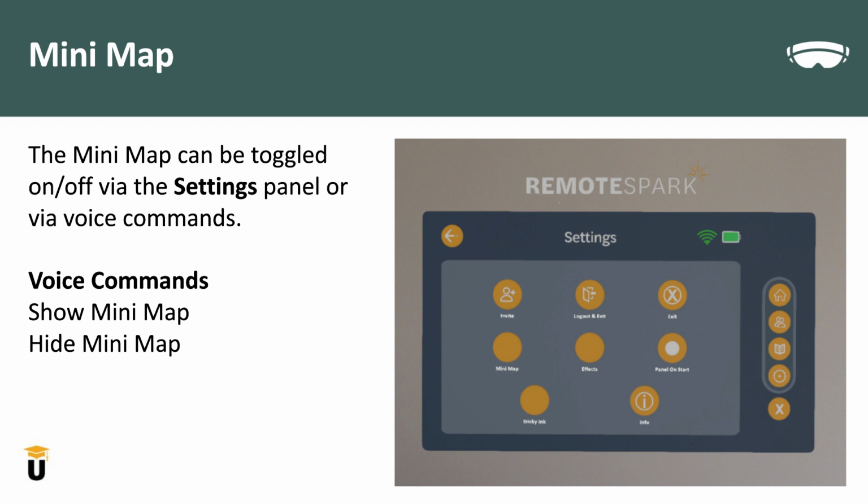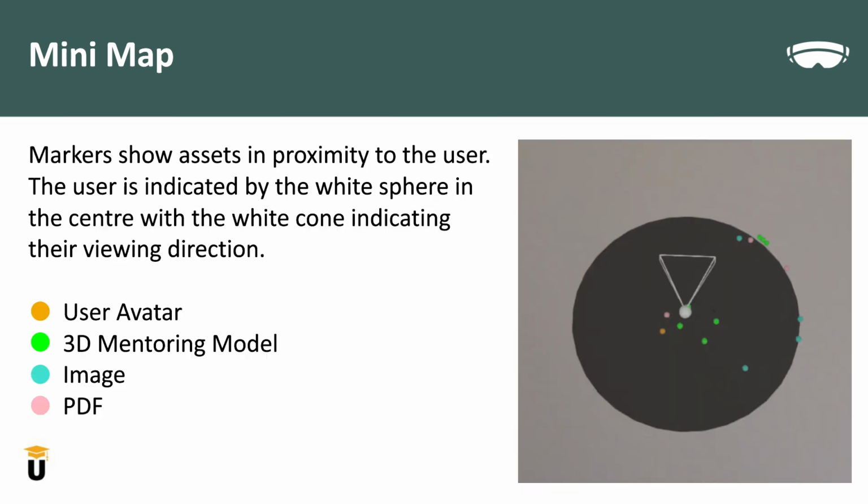First, we'll take a look at the minimap. The minimap displays the location of assets in relation to the HoloLens position. Minimap can be toggled on or off via the settings panel, or you can use the voice commands show minimap and hide minimap. Once the minimap is visible, you will see a representation of the assets within the immediate workspace. The white dot in the center is the HoloLens, the cone is the field of view in front of the HoloLens, and each of the colored dots represent a different type of asset.